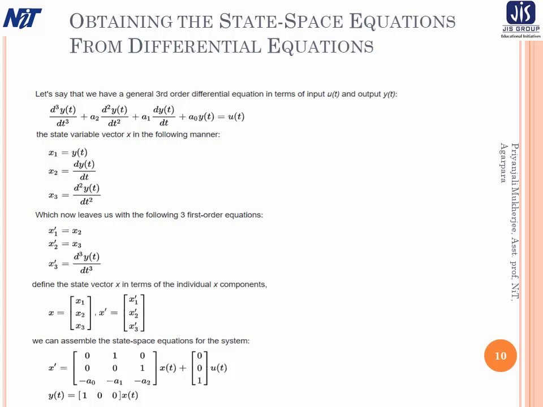So we have defined the state vector x in terms of the individual x components. So we can assemble the state space equation for this system, and it can be represented by x dash is equal to the A matrix: 0 1 0, 0 0 1, minus a0 minus a1 minus a2. Similarly, the B matrix can be defined as 0, 0, 1 and the C matrix is 1, 0, 0. And here we have not considered D because D becomes 0 over here. So using this method, we can easily find out the state space equation from the differential equations.